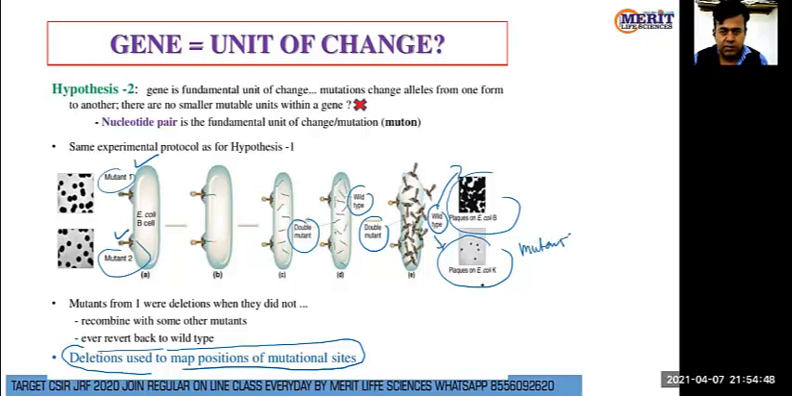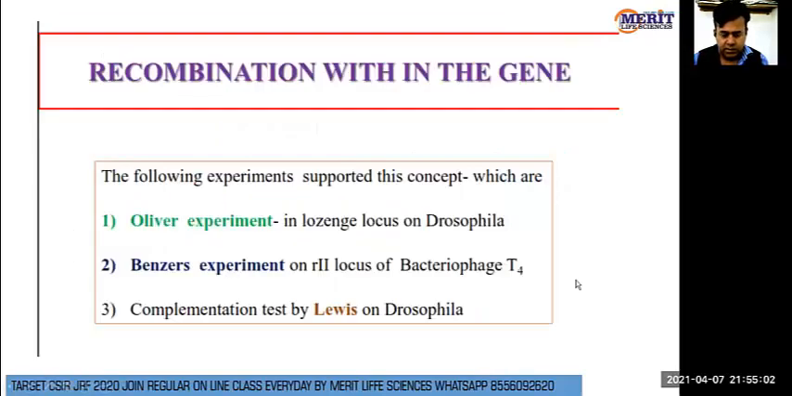There are few plaques or no plaques. This one is full of plaques, which means this is wild type. Clear? Getting my point? So I will tell you how the deletion mapping can be done. Just for information, this recombination was conducted by three different scientists in different organisms.